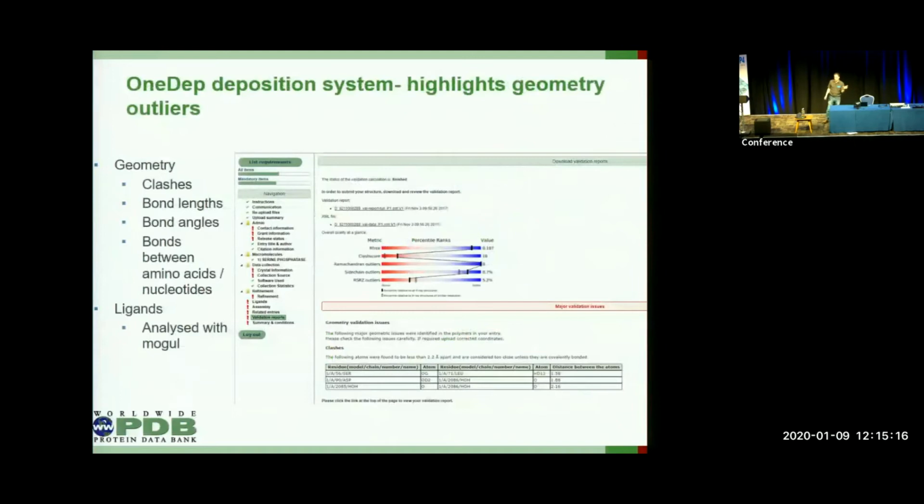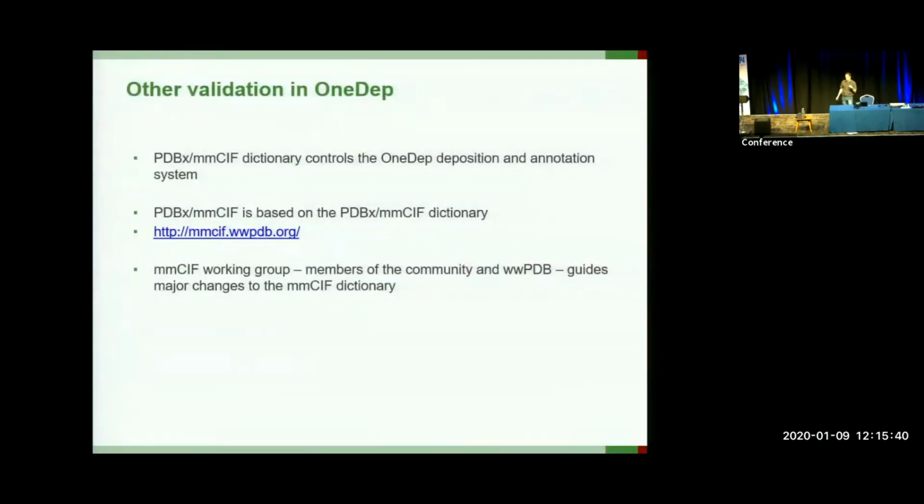All of this is in OneDep and the validation server, and it pre-tells you major validation issues, so hopefully you get a big chance to spot these things. We tell you about all the usual stuff: bond angles, bond lengths, outliers, clashes, so you have a chance to review before people like me stand up and show your structures. That's geometry validation. That's part of what we do.